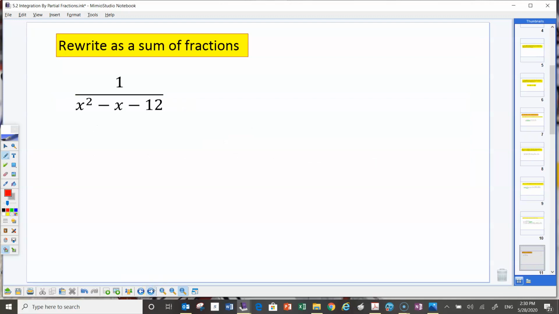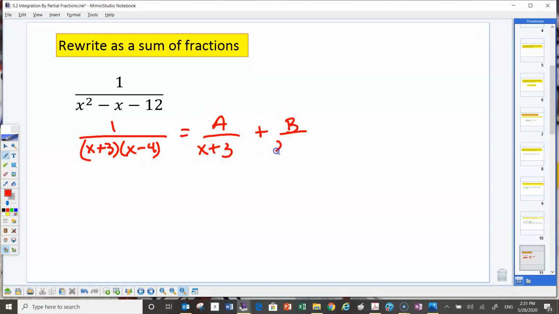Now, let's get to some of the rewriting as a sum of fractions. So if I have 1 over x squared minus x minus 4, well, first thing, I know that this factors into x minus 3, x plus 3, x minus 4. So this would be A over x plus 3 plus B over x minus 4. And we won't worry about solving for A and B right now. We're just going to break this up into its partial fractions.